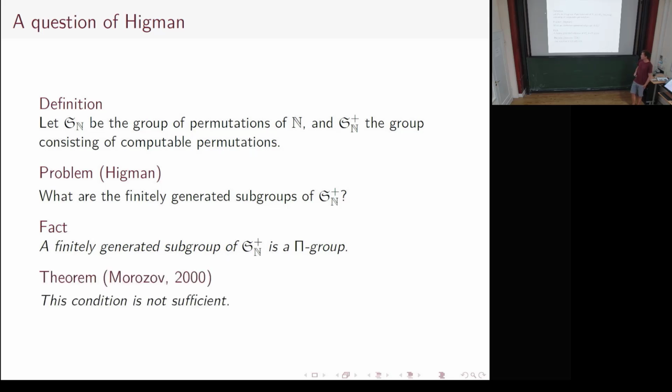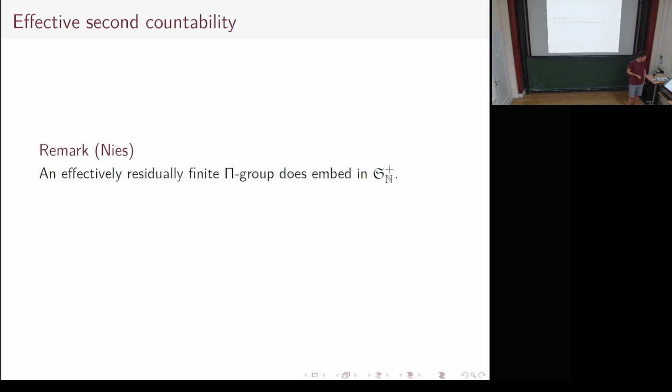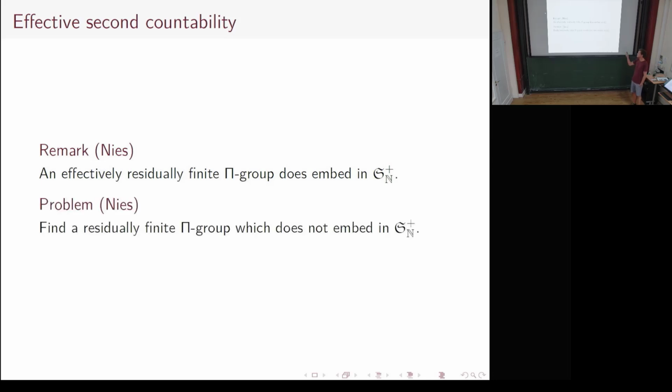And Morozov in 2000 shows that this is not a sufficient condition. And André, again, remarks that an effectively residually finite Π1 group does embed in this group of computable permutations. Because if you can list sufficiently many finite quotients to separate all points, you have an action on the natural numbers, which is faithful and computable. And he asks, well, find a residually finite Π1 group which does not embed in this group of computable permutations of the natural numbers.